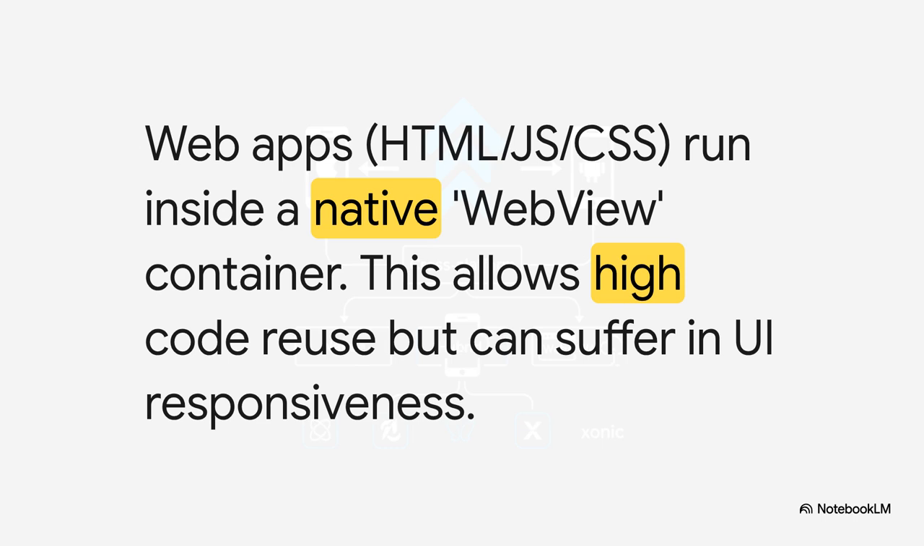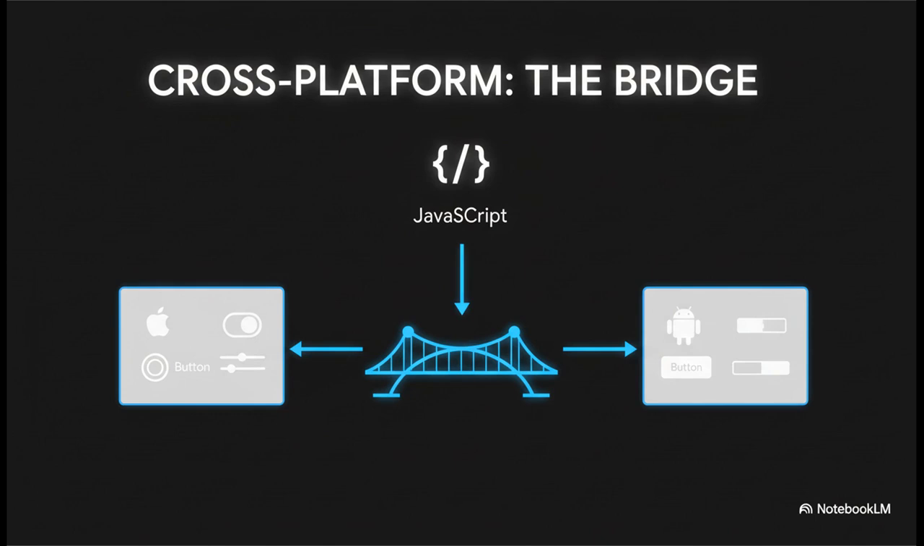And now for the really cool stuff, cross-platform. This is the first flavor, the bridged approach, made famous by frameworks like React Native. You write your code once, say in JavaScript. Then, this thing called a bridge acts like a live interpreter, translating your commands on the fly into the real native buttons and lists on the screen.